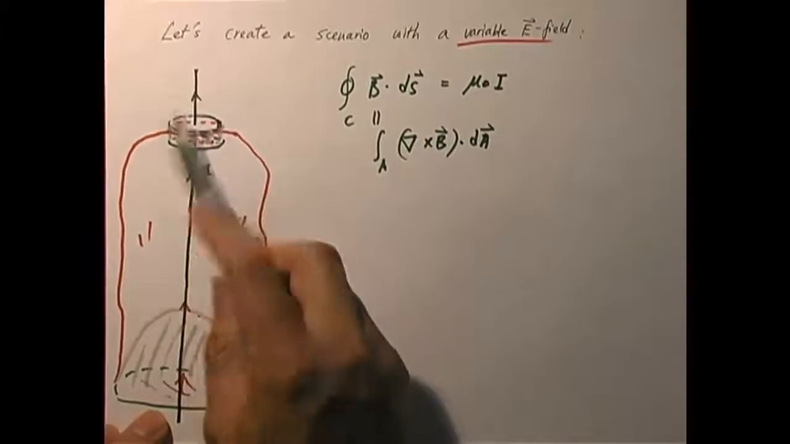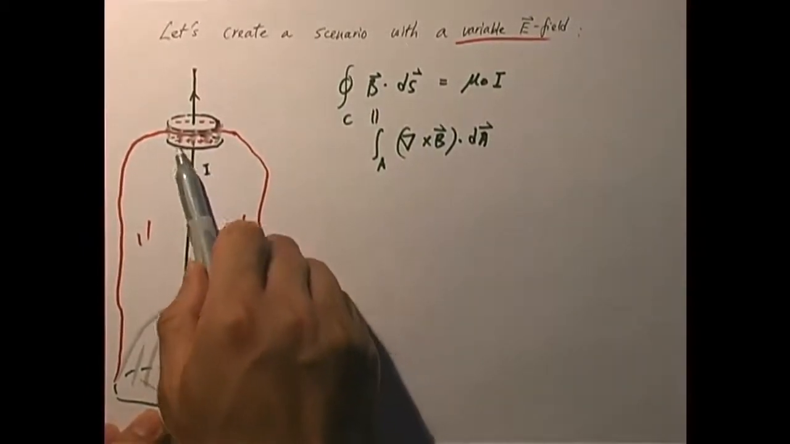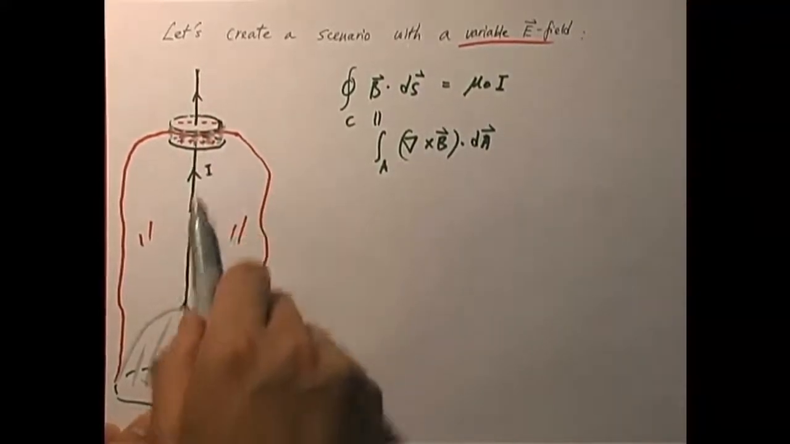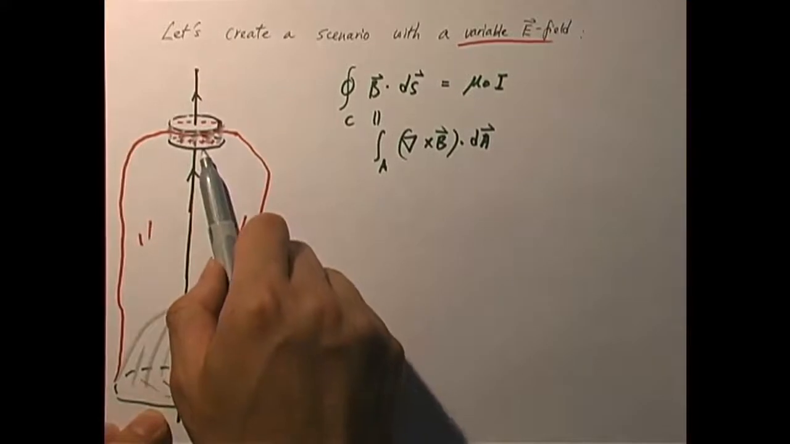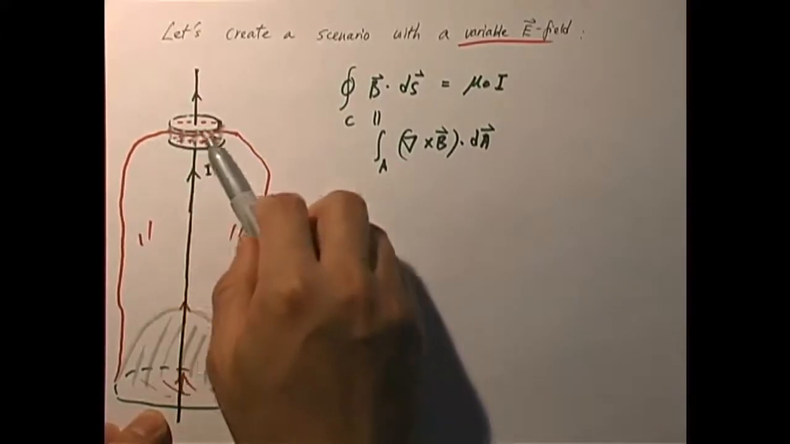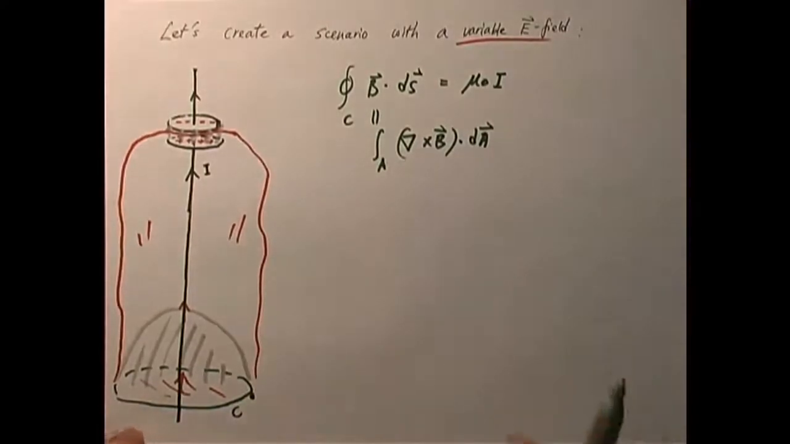How do I know that? Because there is a current running through, going this way, which means the charge on either plate is changing. It's actually increasing. The current goes this way. And when the charge is increasing, that means the electric field is also increasing. Right? So there is an increasing electric flux, or in general, a variable electric flux. You know, a variable magnetic flux can cause an electric field. That is Faraday's law.